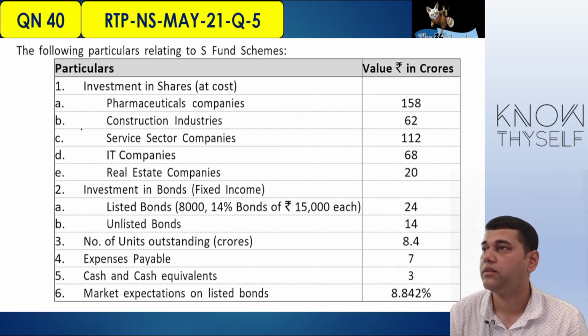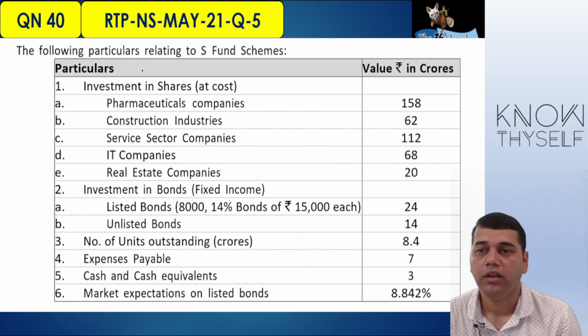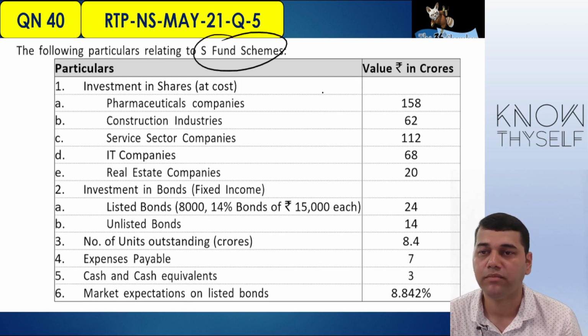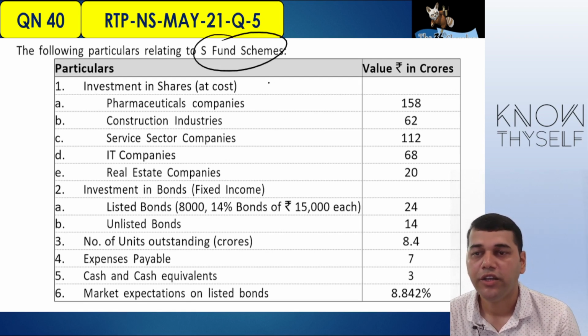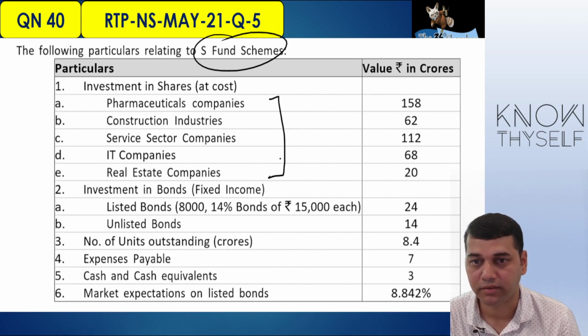Recent RTP. Question number 40. Now, following is the S fund scheme. Okay, there is one fund. You have got investment in shares at the cost. Which all investment? They have given you 5 companies. See, they have mixed it.